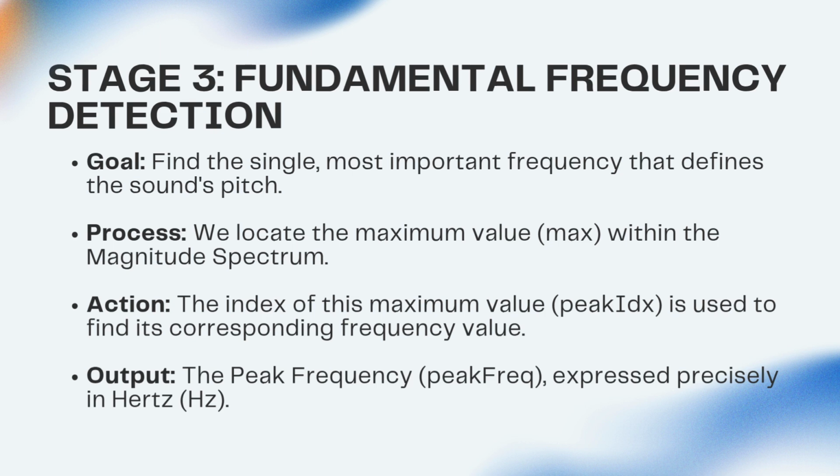This process is simple but effective. We'll look for the maximum value within the magnitude spectrum. Since the fundamental frequency is typically the strongest component, its peak is the highest on our spectrum graph. We then take the index, that is the position of that peak, which directly correlates to a specific frequency value. This gives us the peak frequency, expressed precisely in Hertz.